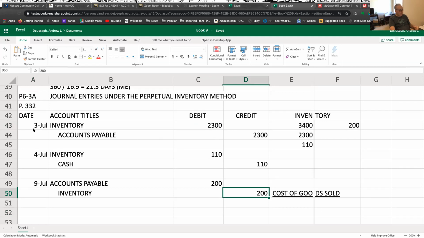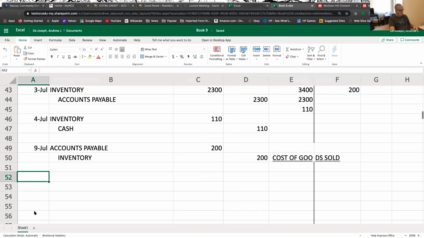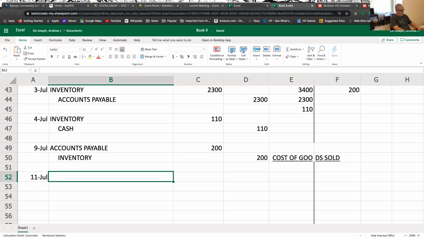If I can pay them within 10 days, 10 days would be July 13th. If I can pay them within 10 days, I get to save 1%. And that's exactly what happens in the next entry, July 11th. Right now, July 11th is 2 days early. I'm actually paying earlier than I absolutely had to. Right? What am I going to do?